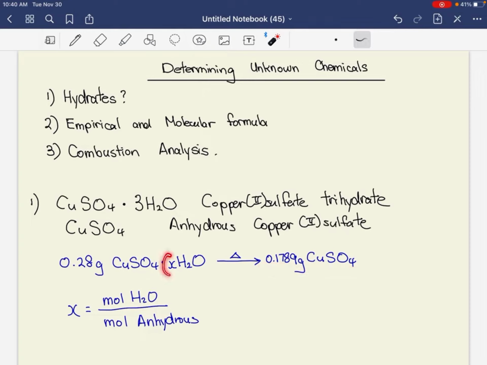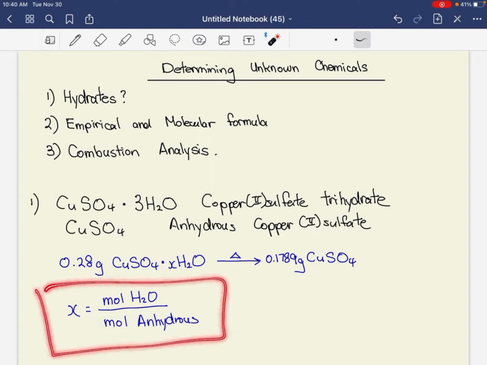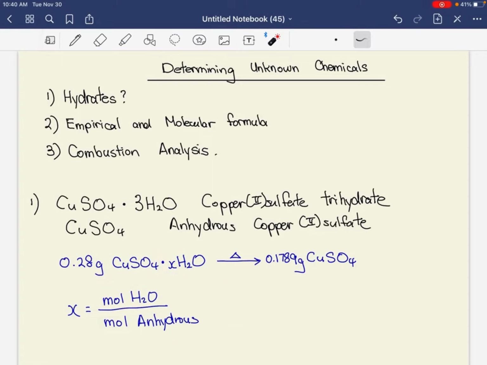To find out what this is, I apply this formula. So let's apply this formula. Okay, so let's find moles of water. Well, I just said, of course, the mass of water driven off is the difference of these two masses, and that was 0.1011 grams of water that was driven off. And you divide that by the molar mass of water, because that's how you find moles: mass divided by molar mass.